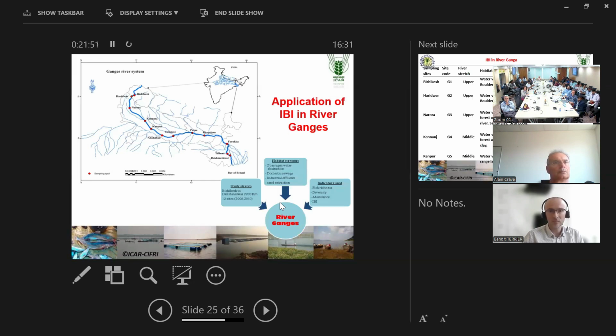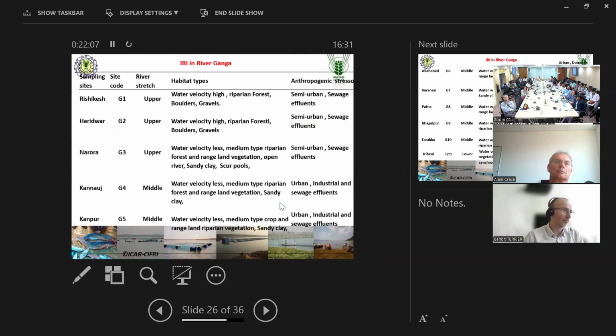Now this IBI index has been applied in the river Ganga, and we have taken different stressors: barrages, dams, then sewage pollution. We took different criteria at these different sites and made observations. If you look, these are the site numbers, which are the zonation. So what are the habitat types? We have correlated the habitat with the stressors.